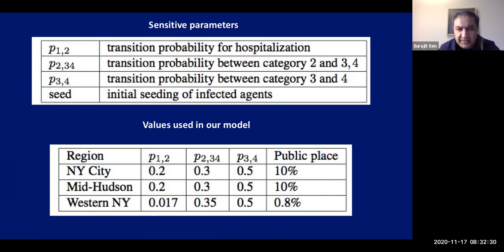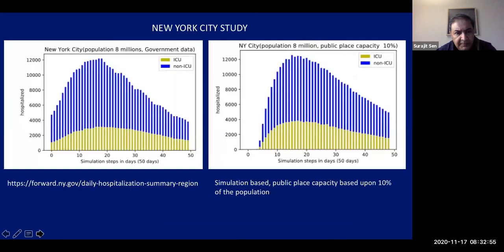The number of public places we ended up working with to get to the data was 0.8%. I have no idea if that's good or bad, if that's right or wrong. For New York City, the number of public places actually is not off the ballpark. We have checked it. The rest of the numbers, of course, we had to construct to get the data we see by trial and error.